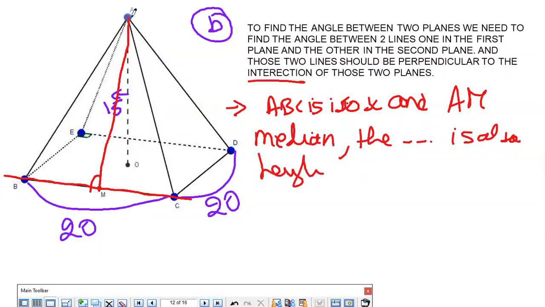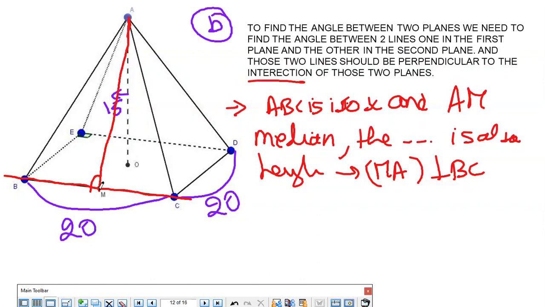So what can I deduce? I can deduce that AM is perpendicular to BC. Excellent, I got the first line perpendicular to BC. Now in the other plane, BCD, which line is perpendicular to this intersection?